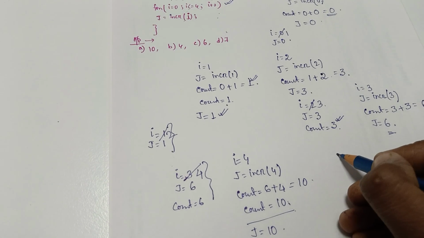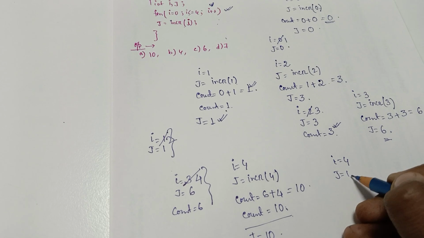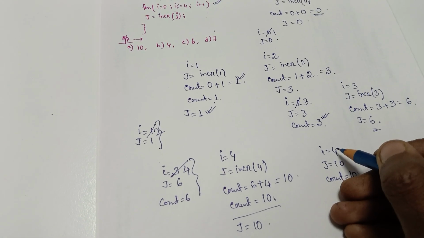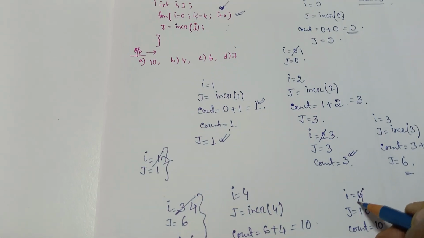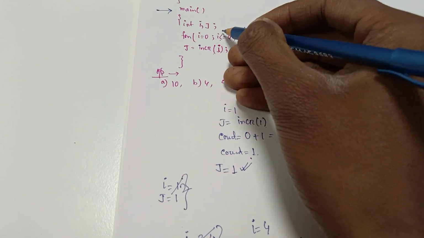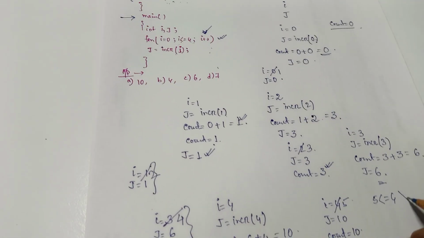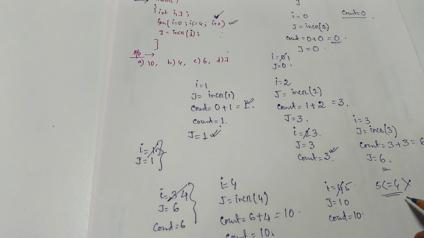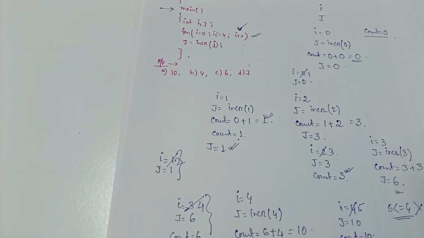Now we can finally wrap this up. i is 4, j is 10, count is 10. Now i is increased by 1, and we check the condition: 5 is less than or equal to 4. This condition is false, so the loop is terminated and the program ends.